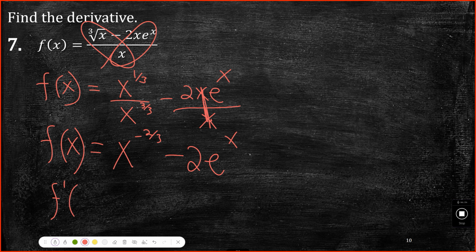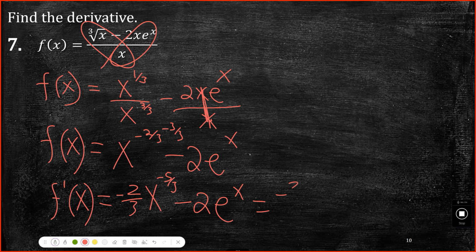So let's go ahead and do f prime of x. f prime of x will be, by the power rule, minus 2/3 x to the minus 2/3 minus 1, that's minus 5/3, x to the minus 5/3, and then this is going to be minus 2 e to the x, since the derivative of e to the x is e to the x. We can clean it up a little bit more and write minus 2/3 and just put it on the bottom, so x to the 5/3 without the negative power, minus 2 e to the x.